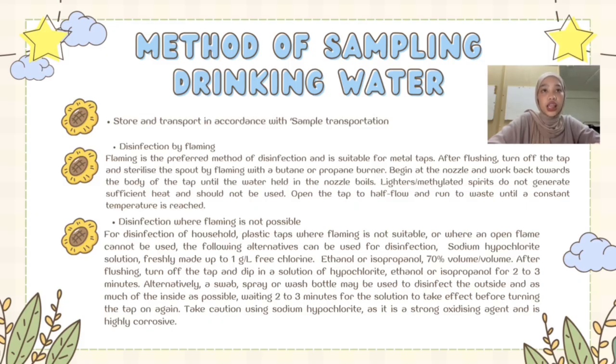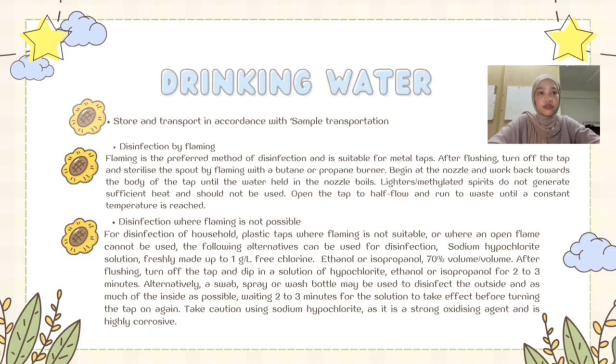After flushing, turn off the tap and dip it in a solution of hypochlorite, ethanol or isopropanol for 2 to 3 minutes. Alternatively, a spray or wash bottle may be used to disinfect the outside and as much of the inside as possible, waiting 2 to 3 minutes for the solution to take effect before turning the tap on again. Take caution using sodium hypochlorite, as it is a strong oxidizing agent and is highly corrosive.